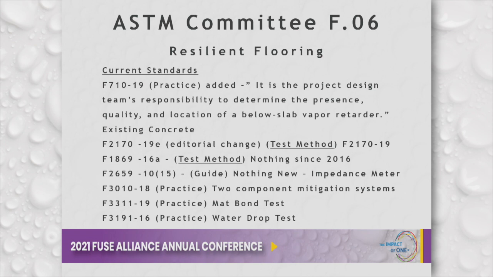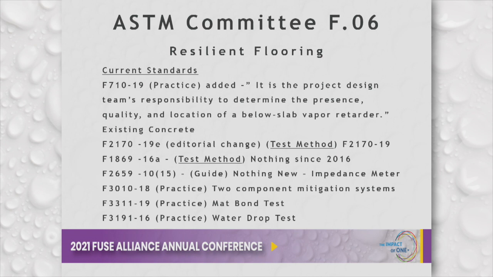F3010, which is our two-component mitigation system standard. Also recently, the mat bond test, F3311-19. And a water droplet test for porosity, F3191-16. I've, in parentheses, put test method, guide, and practice onto this slide because test methods are things that you could be held legally liable for.